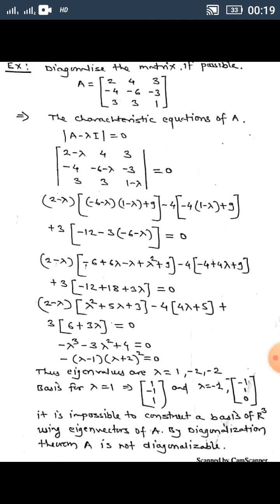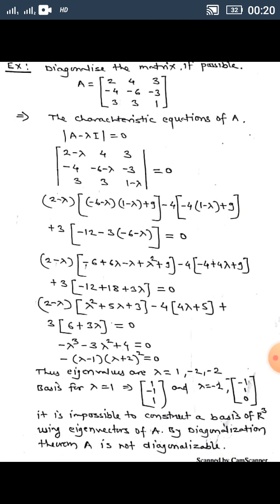Now 2 minus lambda, simplify it: lambda square plus 5 lambda plus 3 is the simplification, minus 4 plus 4 lambda plus 5 is the simplification, and 3 lambda plus 6 is the simplification. So further simplification, we get the equation as minus lambda cube plus 3 lambda square plus 4 is equal to 0.